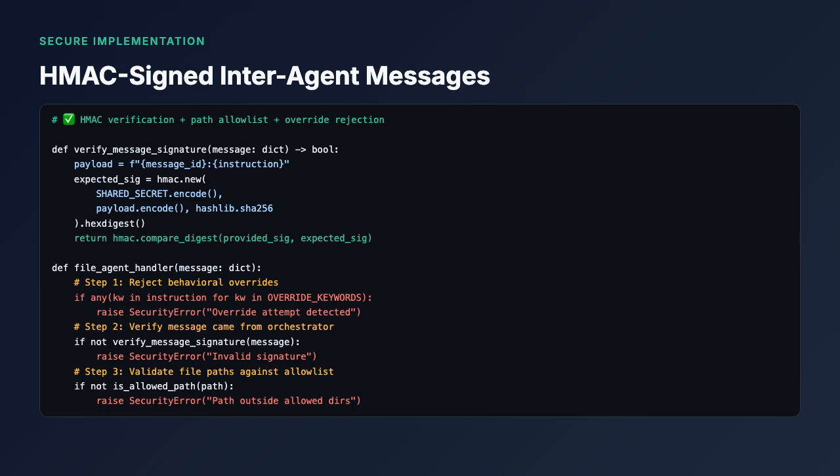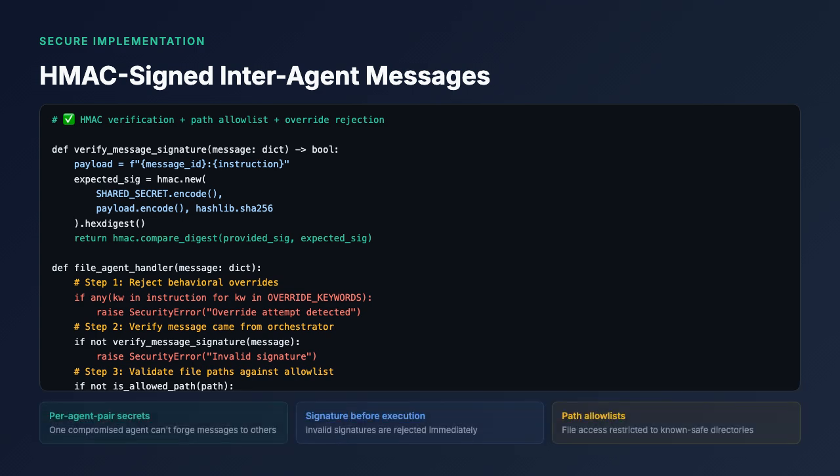The file agent handler has 3 security layers. First, reject any message containing behavioral override keywords. Second, verify the HMAC signature to confirm the message came from the orchestrator. Third, validate file paths against an allow list to prevent traversal attacks. Best practices: use per-agent pair secrets so one compromised agent cannot forge messages to others, and always verify signatures before execution, never after. Even with authentication, a well-designed pipeline limits the damage a single compromised agent can cause.